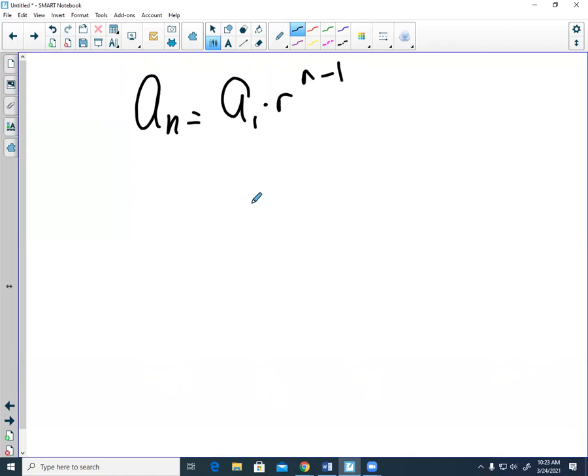Now, obviously, same exact things as last time. An is still like your y value. N is still like your x value. R is the ratio that we just talked about, and A1 is your first term. Okay, so you can see a lot of this stuff is overlapping from the stuff that we did yesterday.